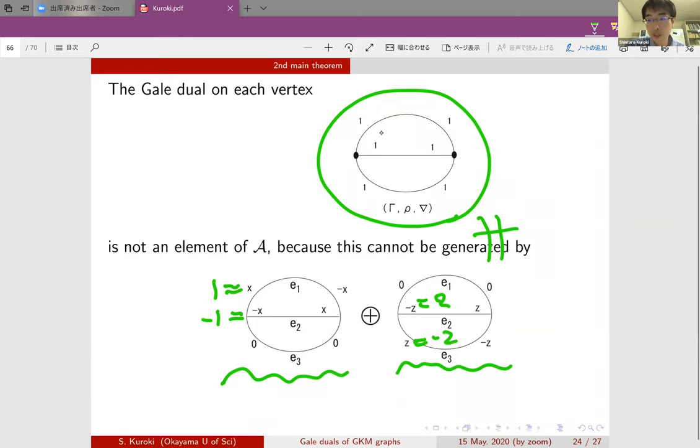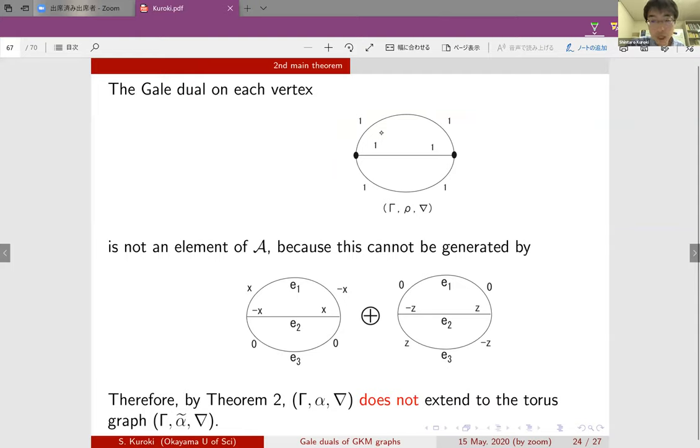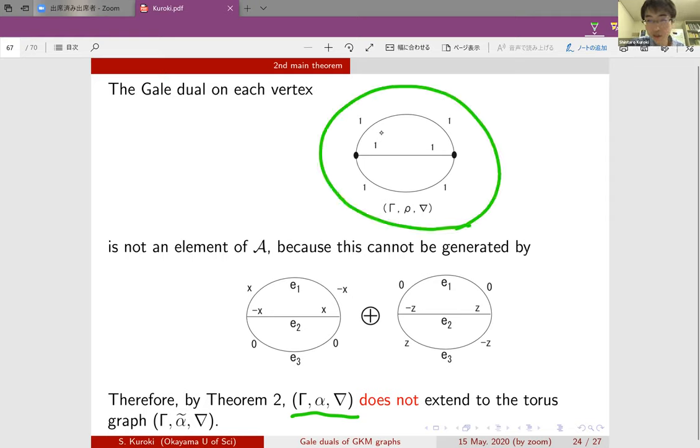So this says that by using theorem two, we see that this gamma alpha nabla, which is this one, is a GKM graph that, as in the previous one, does not extend to any torus graph gamma alpha tilde nabla. So this is our second main theorem.